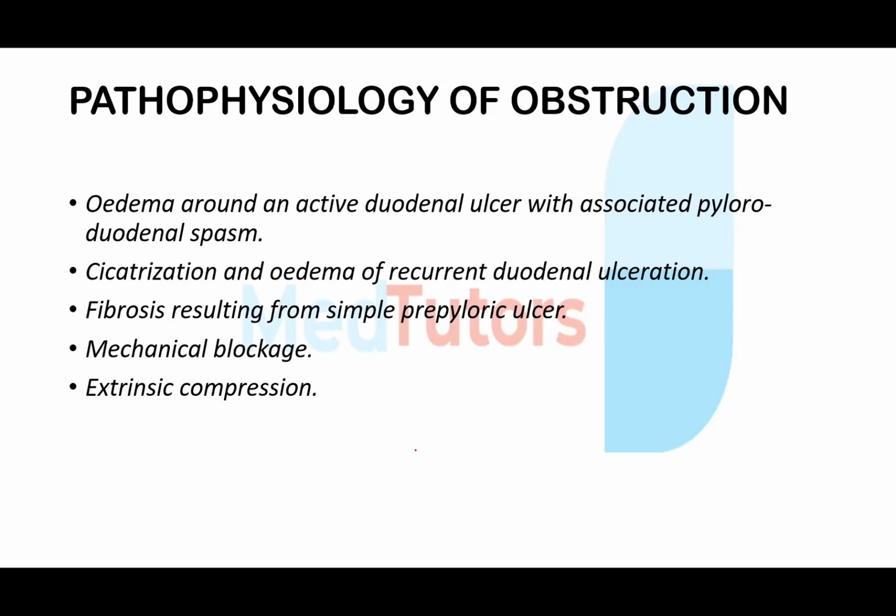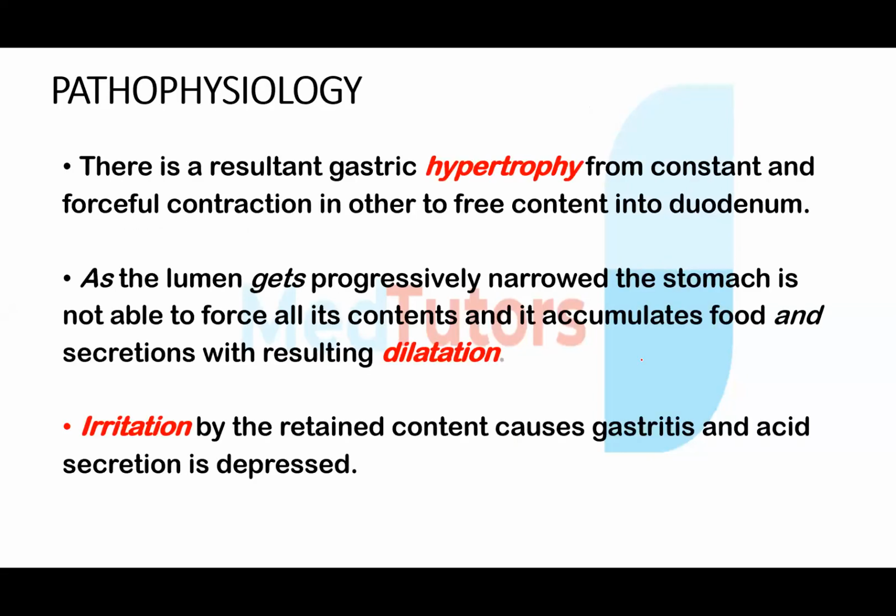Okay, cicatrization and edema of recurrent duodenal ulceration, because when the ulcer is chronic and recurrent, it attempts healing by fibrosis. Okay, now this will lead to cicatrization and narrowing. Fibrosis resulting from simple pre-pyloric ulcer, or it could be from a mechanical blockage or extrinsic compression, okay?